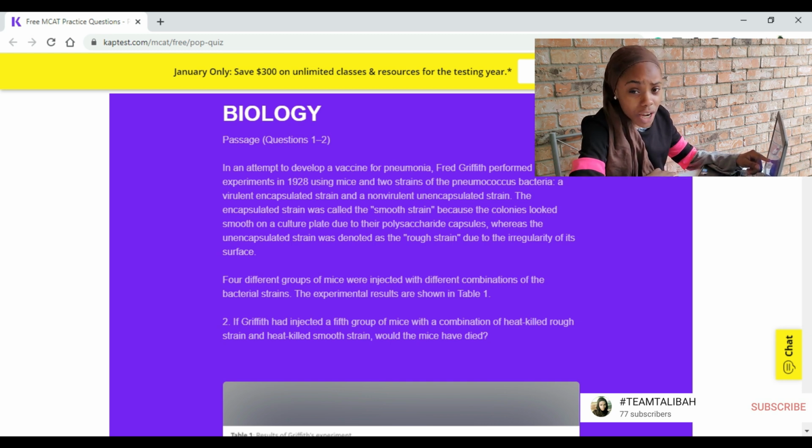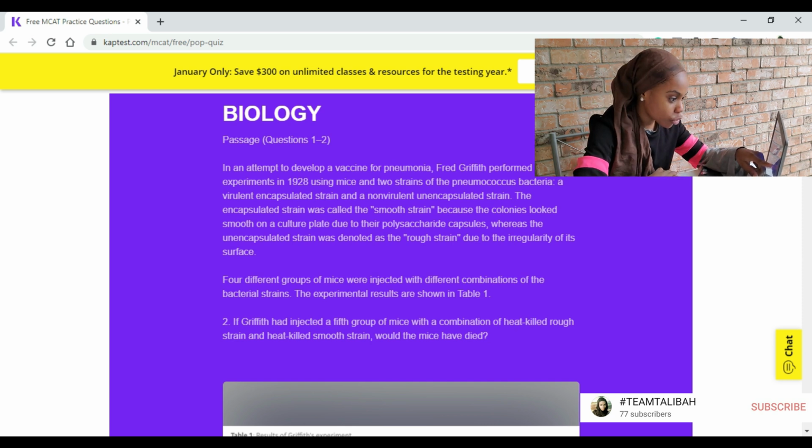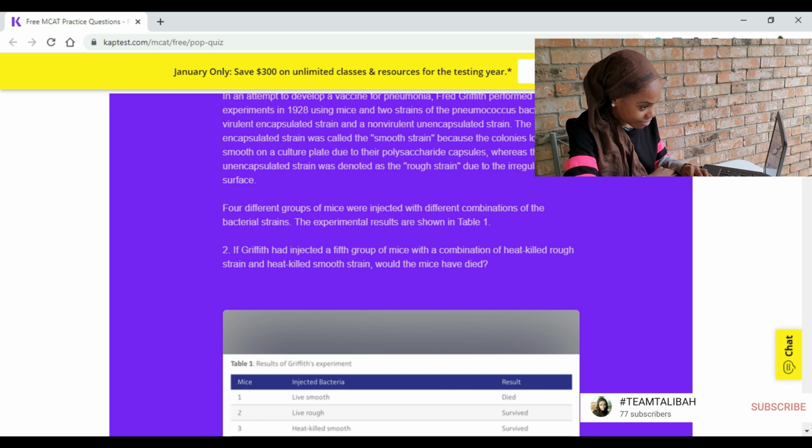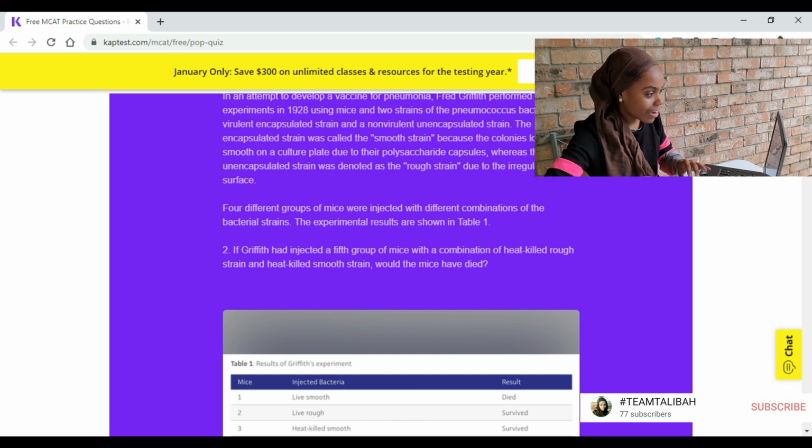Then let's look at table 1, Fred Griffith. Okay, it says 4 different groups of mice were injected with different combinations of the bacterial strains. The experimental results are shown in table 1. If Griffith had injected a 5th group of mice with a combination of heat-killed rough strain and heat-killed smooth strain, would the mice have died? Okay, so in table 1, it says mice injected bacteria: live smooth, live rough, heat killed smooth, live rough.